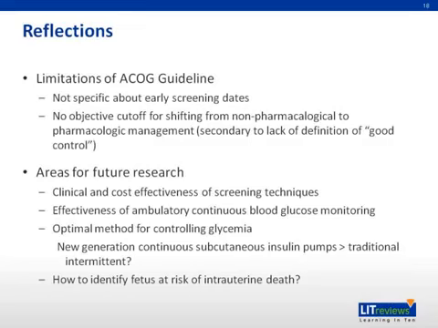So the effectiveness of the screening techniques, both clinical and cost effectiveness, and then continuous ambulatory blood glucose monitoring. And actually, what is the optimal method for controlling glycemia? Although we said just now that insulin or oral antidiabetics are the same, there are some new generation continuous sub-Q insulin pumps, and we don't know if that's actually better. And finally, are there any ways to identify a fetus at risk of intrauterine death?